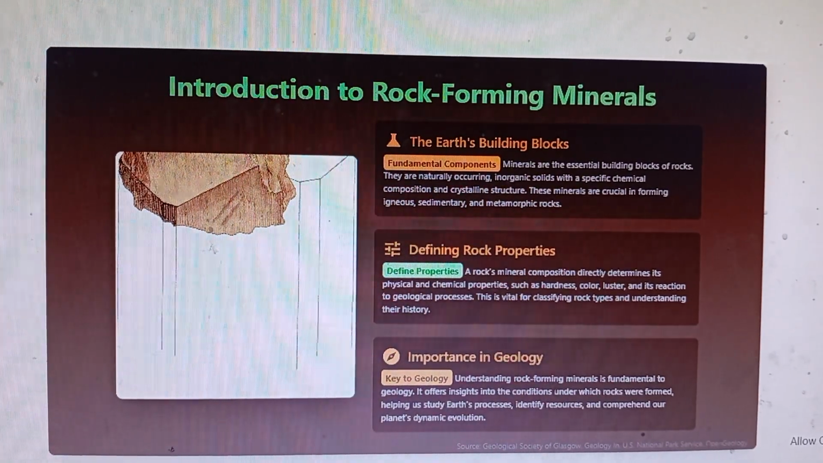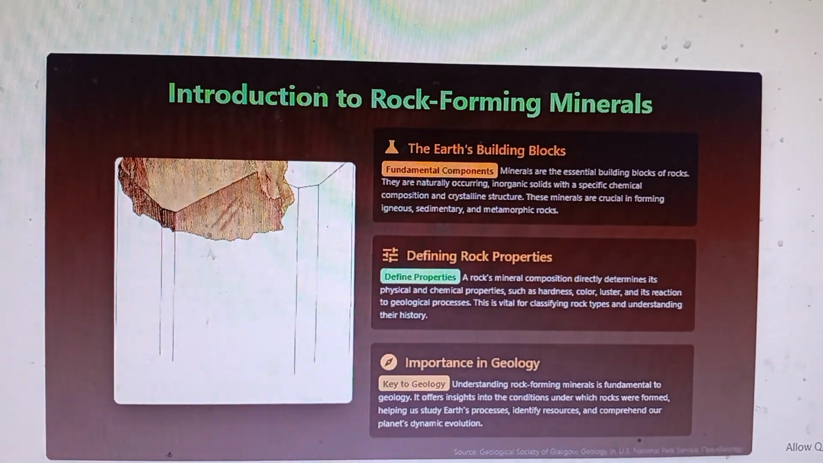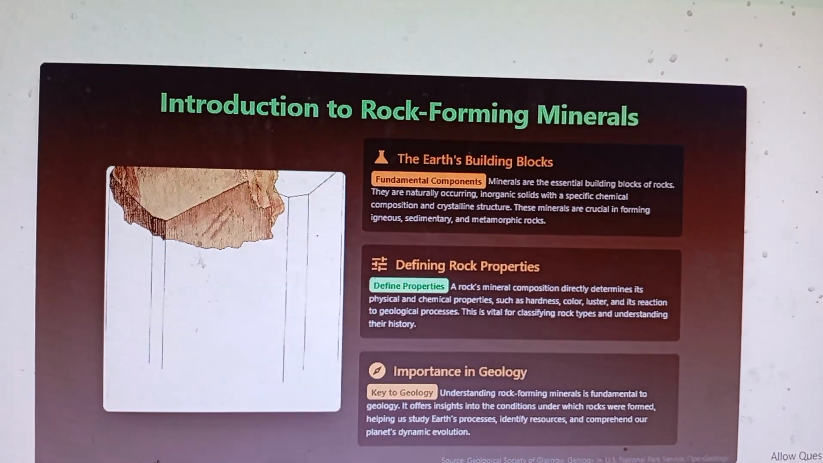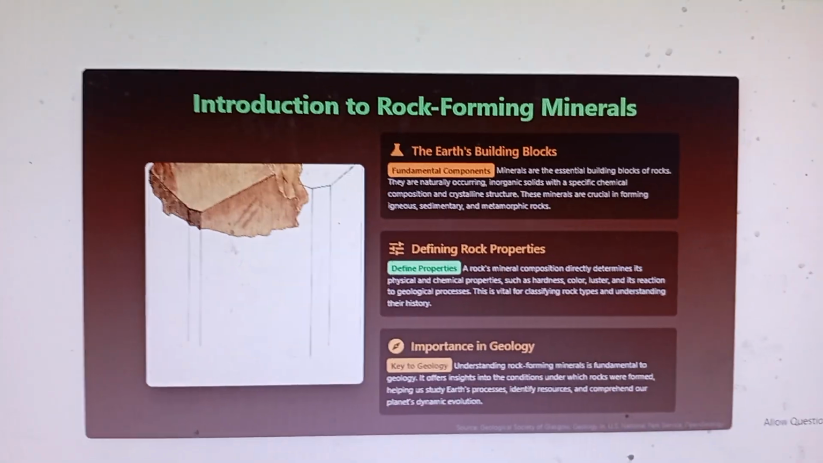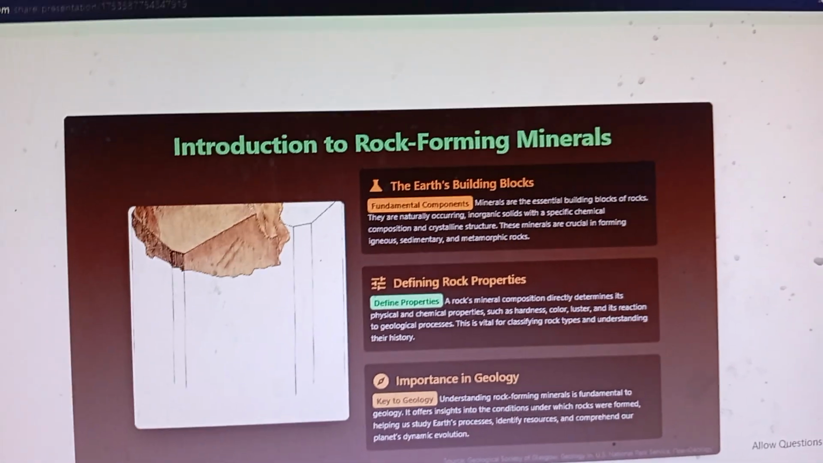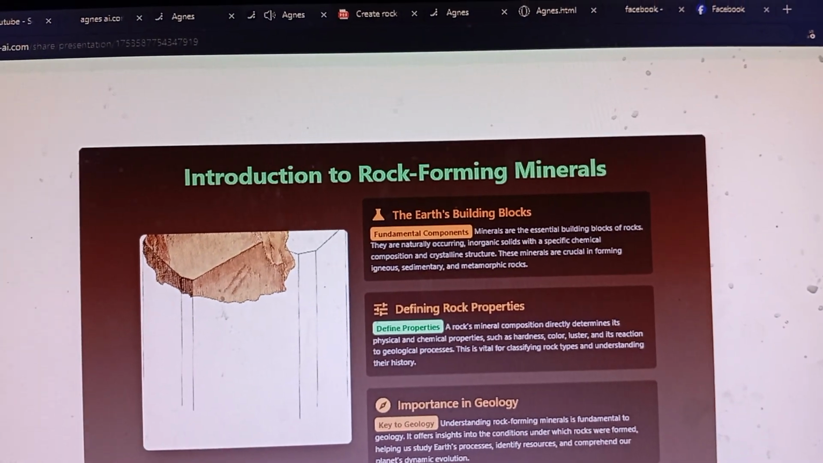Studying rock-forming minerals provides crucial insights into formation conditions, enabling geologists to analyze Earth's dynamic processes, identify valuable resources, and comprehend our planet's continuous evolution throughout geological time.